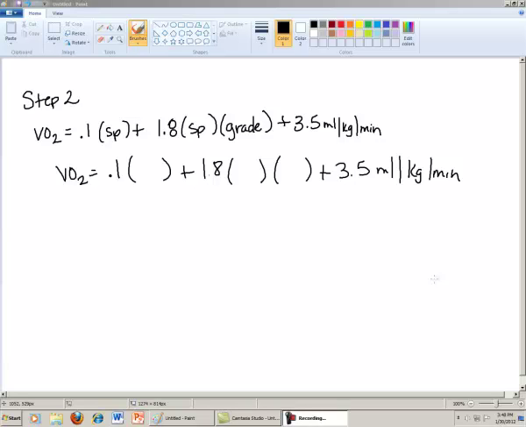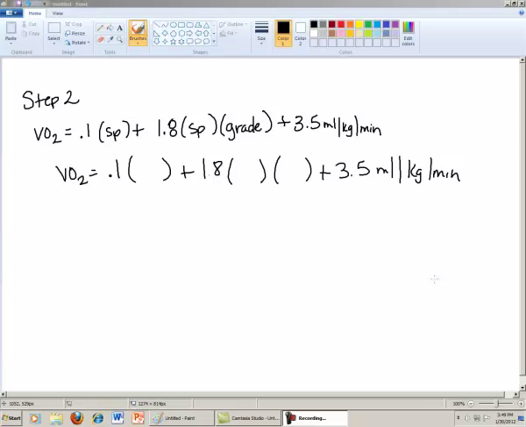All right, we're going to move on to step 2, and step 2 is always going to be to solve the equation using basic algebra. Now you want to get into the habit of always writing down the equation. I've already done that. It's VO2, this is the walking equation, is equal to 0.1 times speed in meters per minute plus 1.8 times speed in meters per minute times the grade plus 3.5. Now that's your resting component. 3.5 is your resting VO2 in milliliters per kilogram per minute.